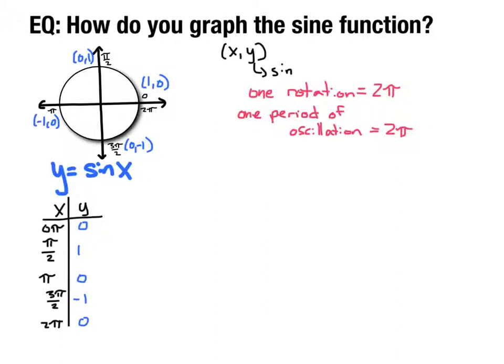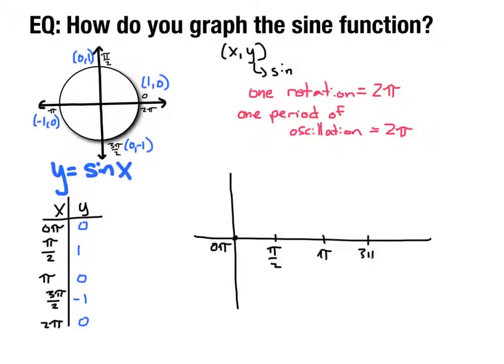Okay, so we're going to set up our x-axis. These are all positive values. So we have 0 pi, pi over 2, pi, 3 pi over 2, and 2 pi. And the y-axis, it only went up to a positive 1 and came down to negative 1.